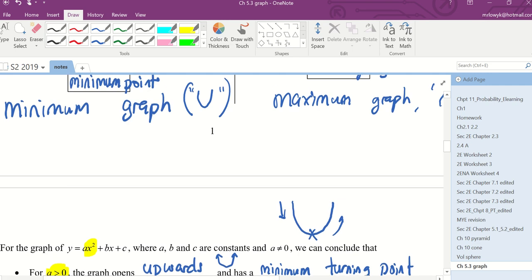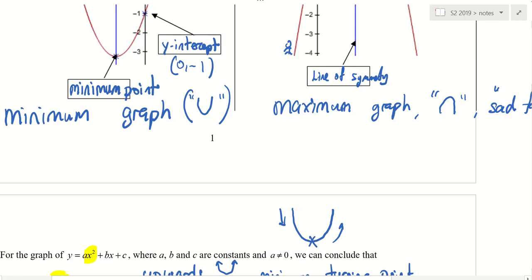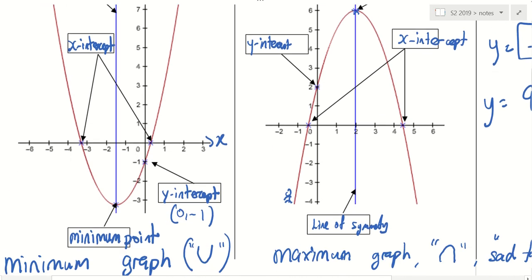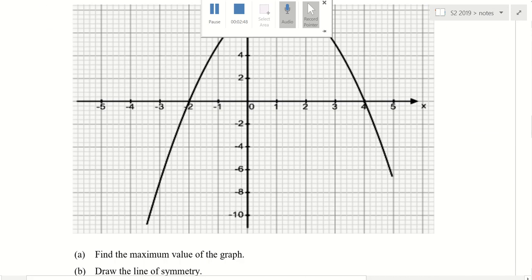So let's go back to the previous page. You see that the blue line is the line of symmetry, and the minimum point is on the line of symmetry. In the other one, the blue line is the line of symmetry, and the maximum point is on the line of symmetry. Can you follow? Right. So let's go on to the next part.